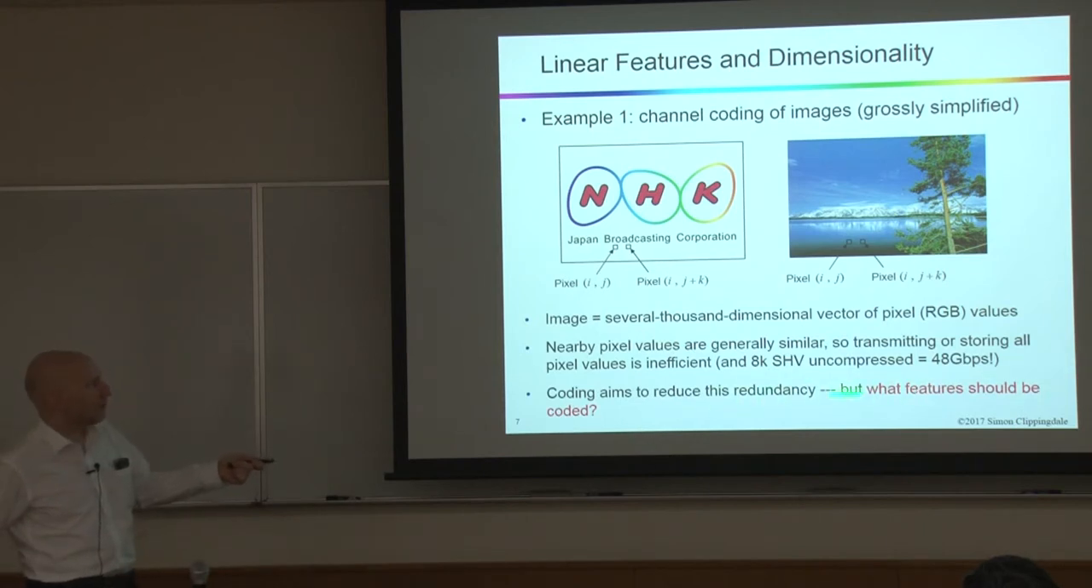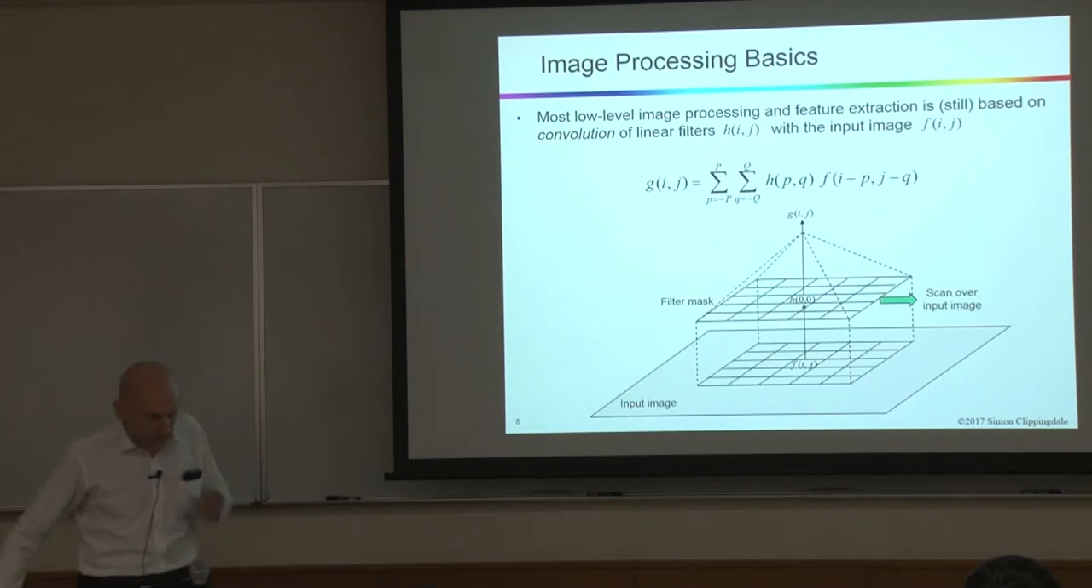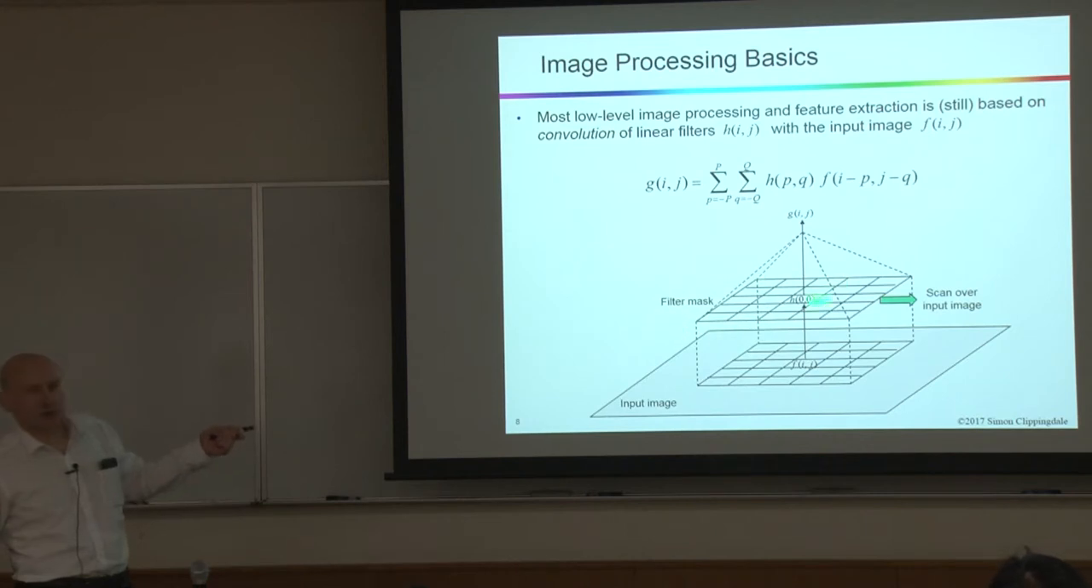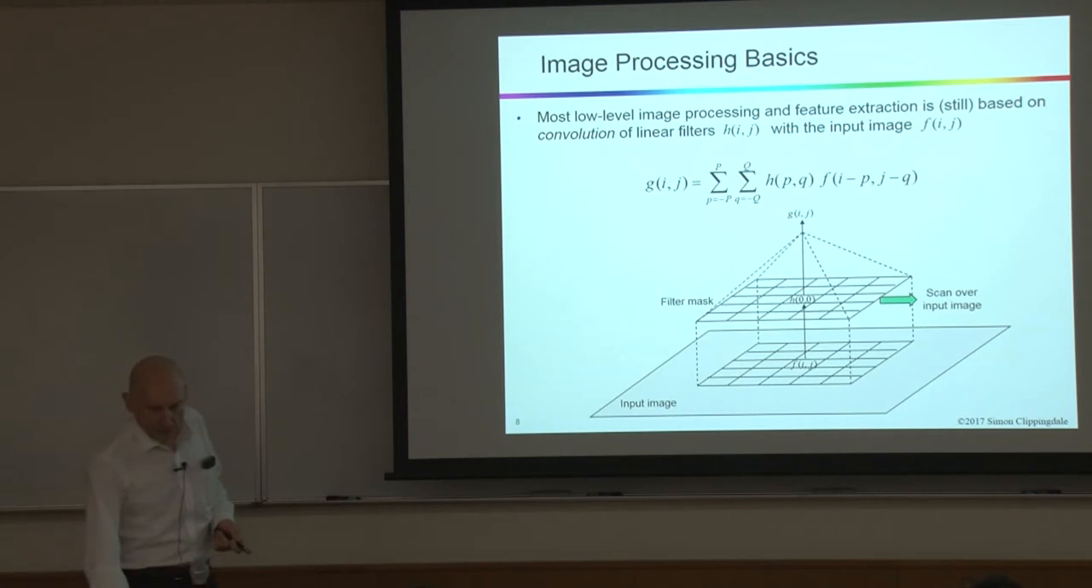So the question then is, what features should you try and code? I don't know how much image processing people have done, but a very basic image processing function is convolution, which consists of sweeping a filter, which is this two-dimensional mask here, across an input image, usually in kind of raster scan order. So if your image is f of i,j, normally i is the vertical and j is the horizontal coordinate when we're dealing with images. The filter mask is h, and this is the convolution. So at every pixel, you get an output that is this sum of products of the input.